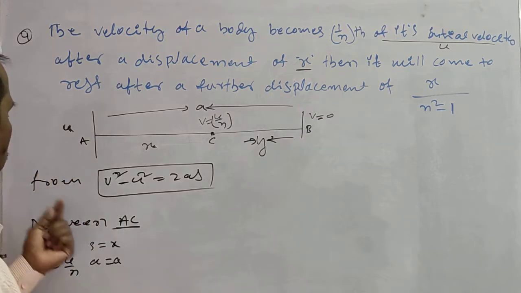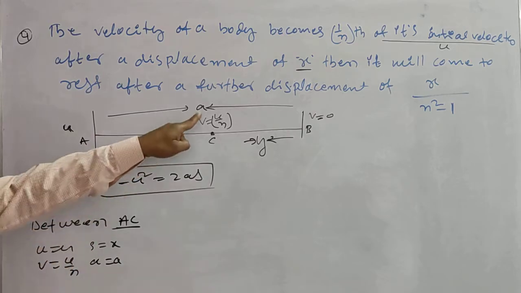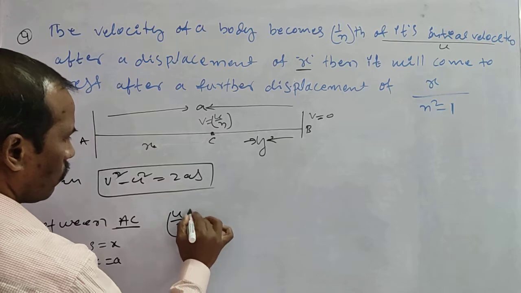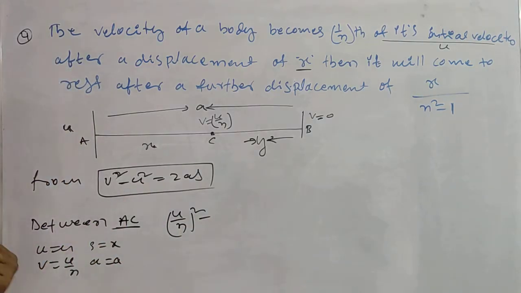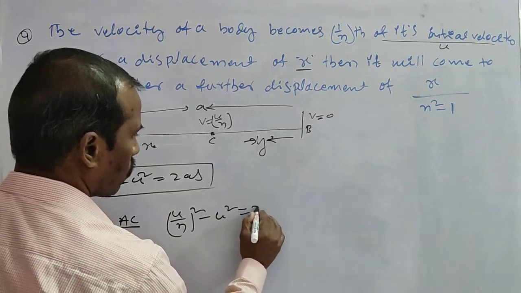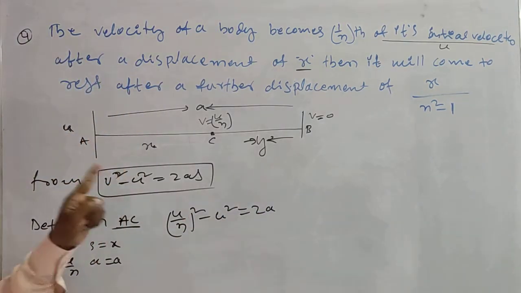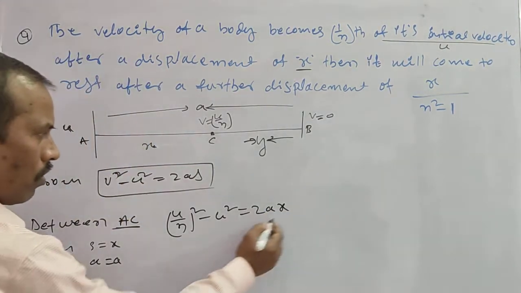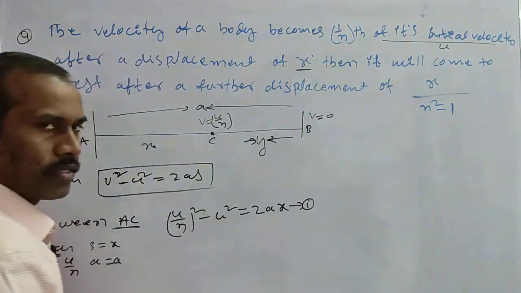First condition, in between AC. Substituting the values in the formula: v is u by n, so (u by n) whole squared minus the initial velocity squared, u squared, is equal to 2a times s, where s is the displacement of the particle to reach the point C, which is just x. This is case 1.